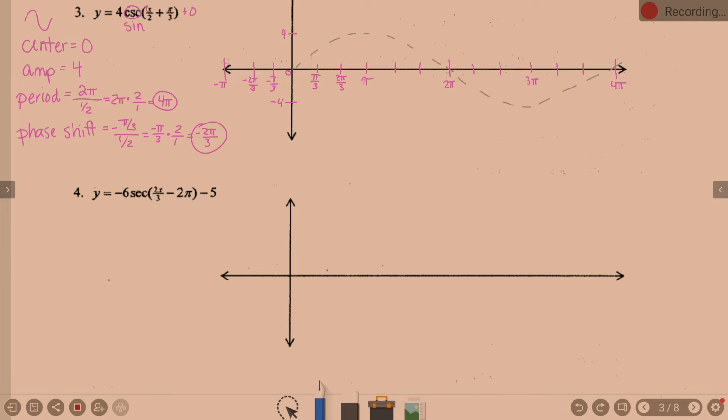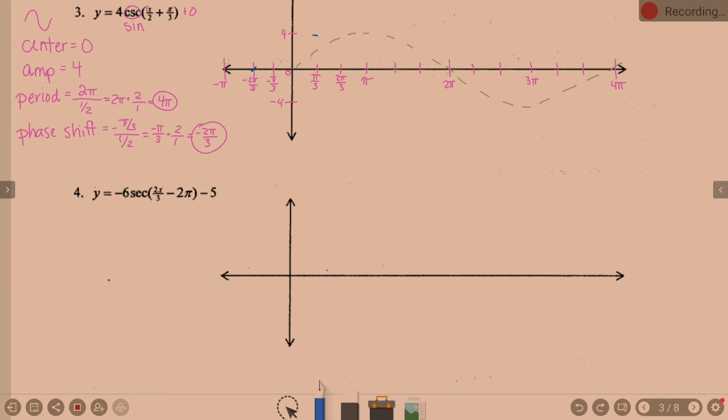Do you know how to finish this off? 2 tick marks over. Each of the pieces, we're going to move 2 tick marks left. So instead of starting at 0, 0, I'm starting at -2 pi over 3. Instead of having a max above pi, where am I maxing now? Pi over 3. Above pi over 3.